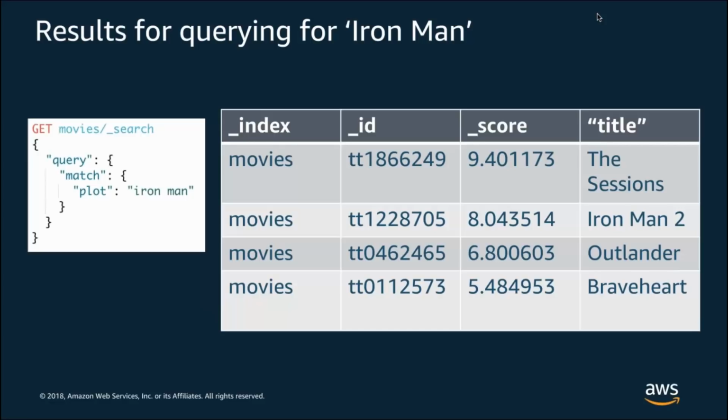And you can see the scores that we retrieve for those documents. Why is it that we're seeing Outlander, Braveheart, and The Sessions? Well, we're searching here across the plot. So what we're looking at is the titles, but what we're searching against is the plot. The Sessions, Outlander, and Braveheart contain the terms Iron Man in their descriptions more than the Iron Man movies themselves. This is not the way we would usually search. Usually we would match against the title first and then the plot.